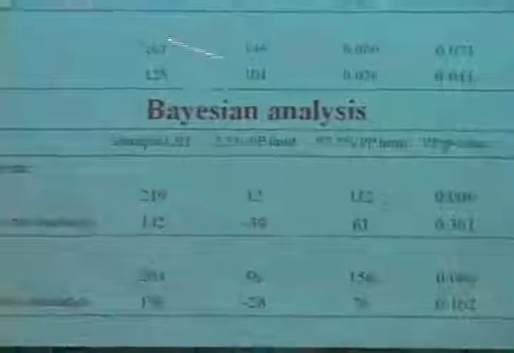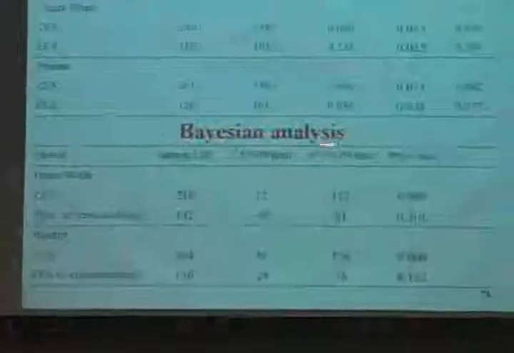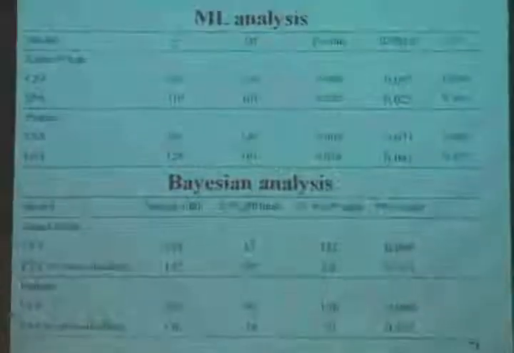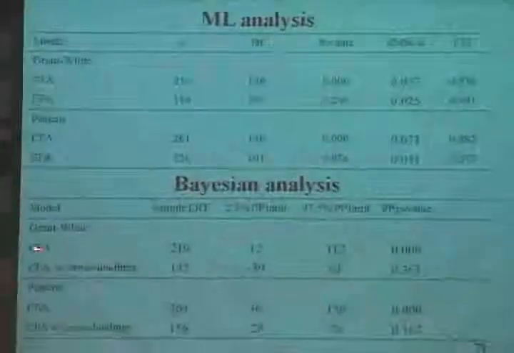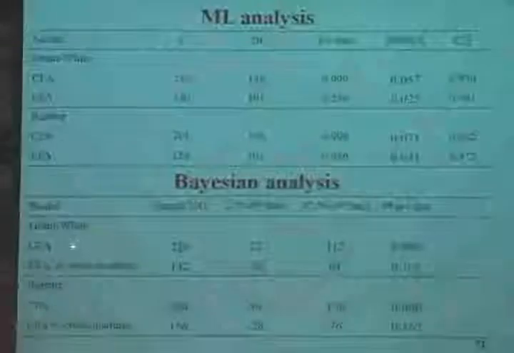Very easy. And if you ask for a standardized solution here, the standardized values will also be given a posterior distribution, not just a point estimate and a standard error. So what happens? Well, we repeat the ML analysis at the top and the Bayesian analysis at the bottom. Looking at Grant White, we can do the CFA in the Bayesian framework.